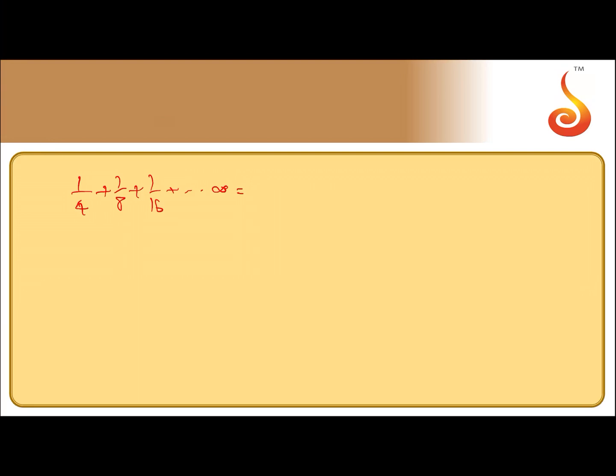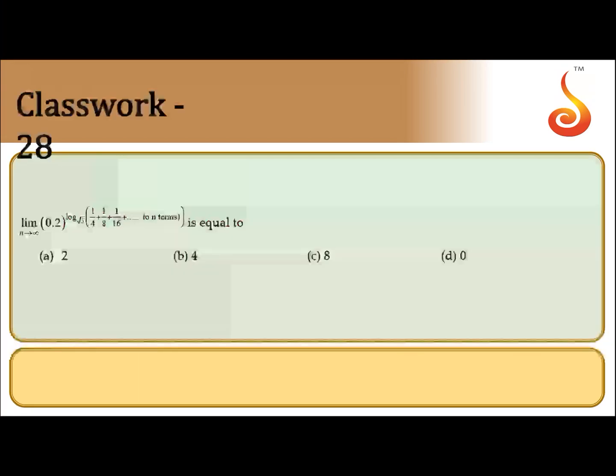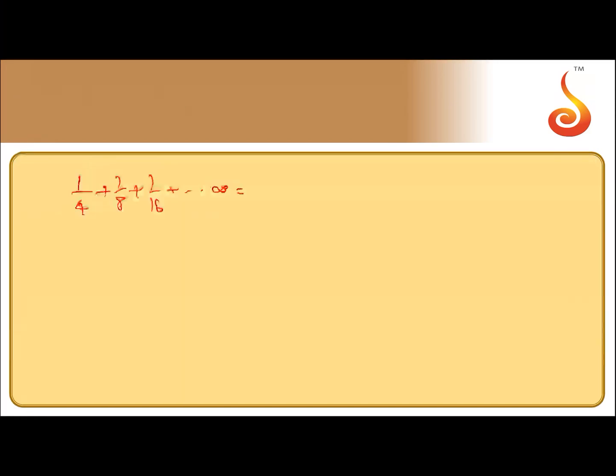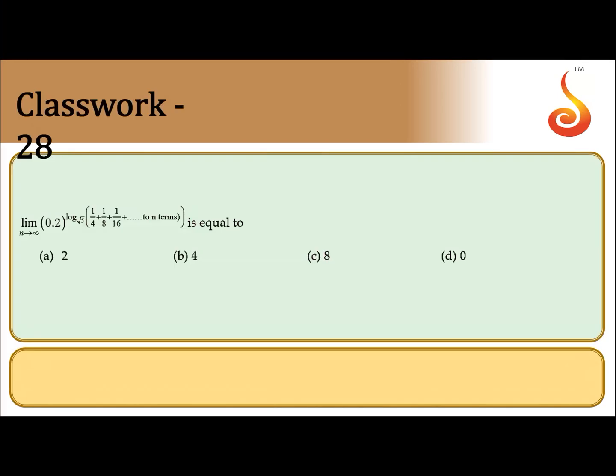Up to n terms, as n tends to infinity, this is nothing but an infinite series, and therefore a by 1 minus r. Each time you are multiplying by 1 by 2. A divided by 1 minus r, r is equal to 1 by 2, that is nothing but half. So you'll be getting 1 by 4 divided by half, that is equal to 1 by 2.